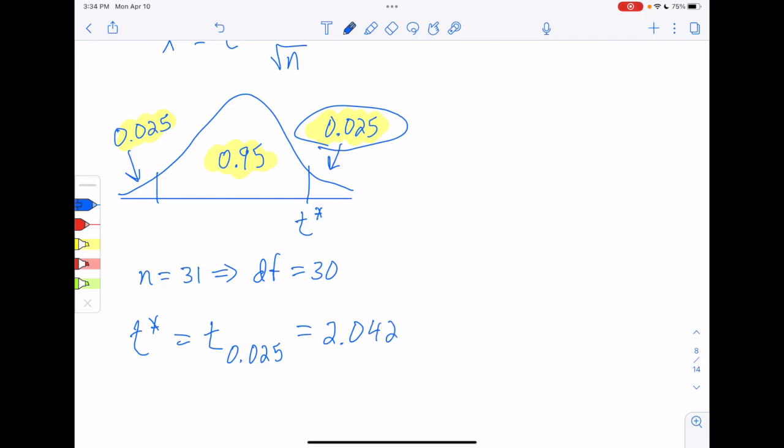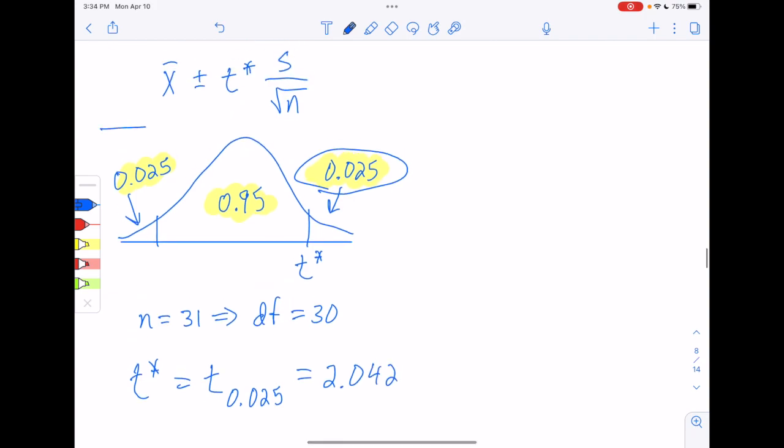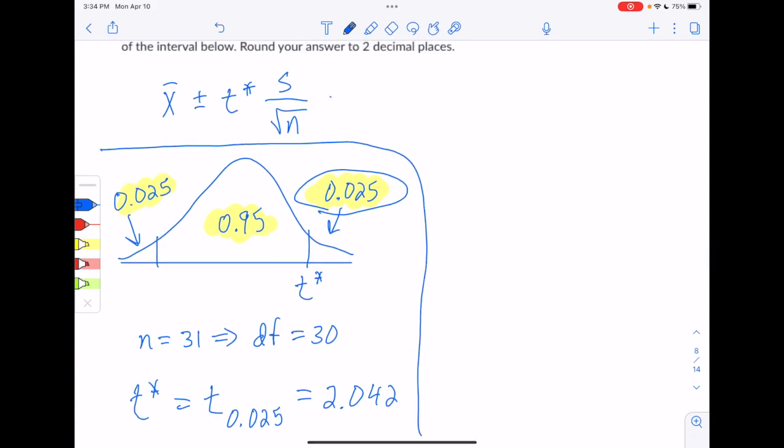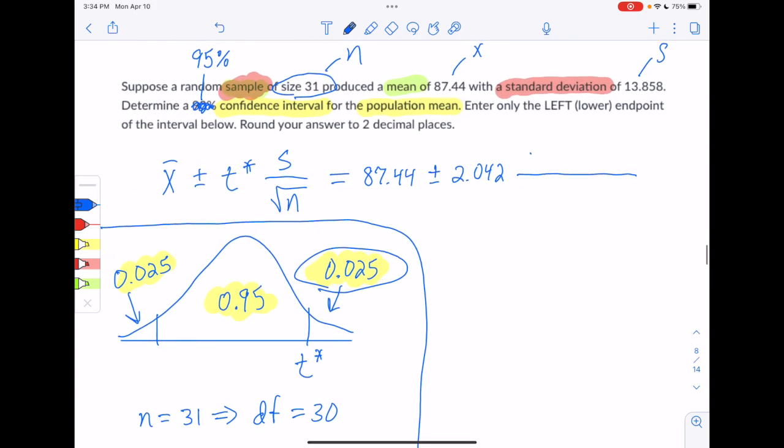2.042. So now we have all the pieces of the formula we need. This was all scratch work down here to gather that information. So now let's start plugging into the formula and see where that takes us. So the x bar, we had that highlighted up above as 87.44. We just found our t-score, that's 2.042. And then we're going to multiply that times s, which again they gave us up here, 13.858, and divide that by the square root of the sample size, which was 31.